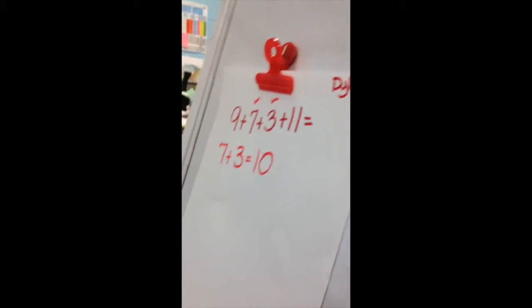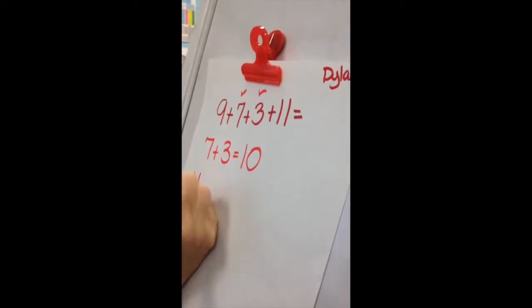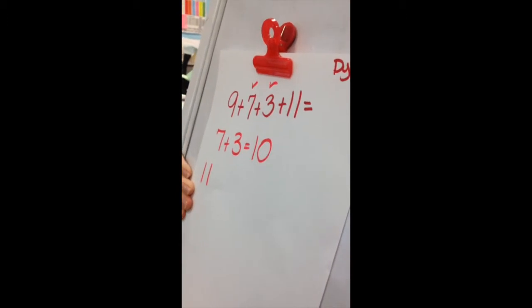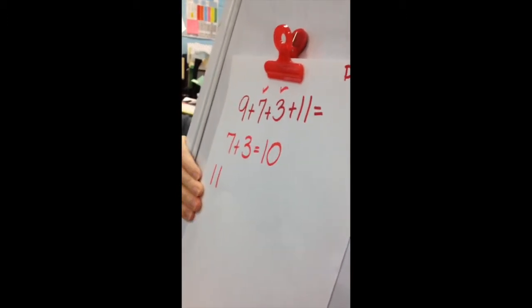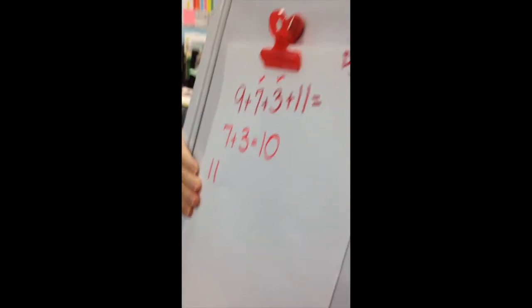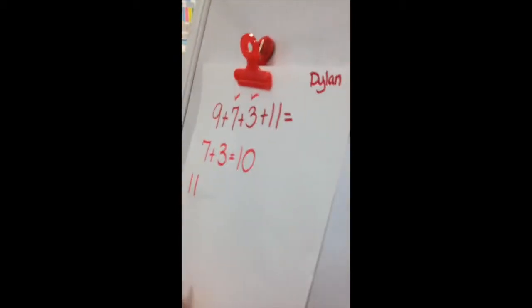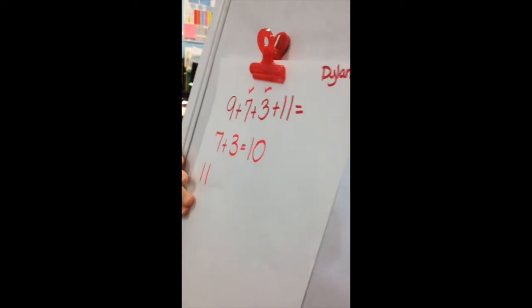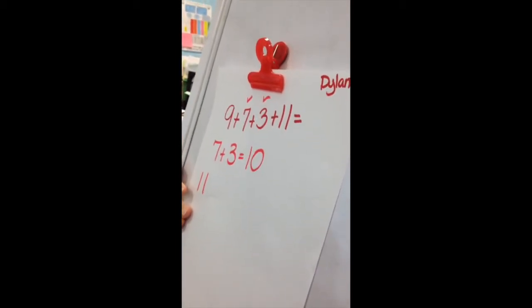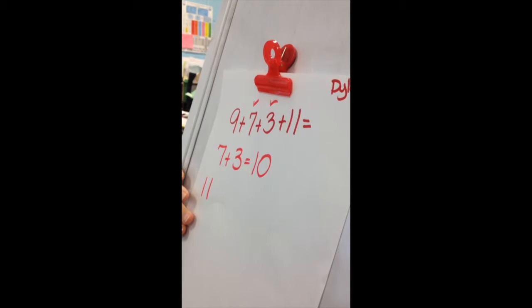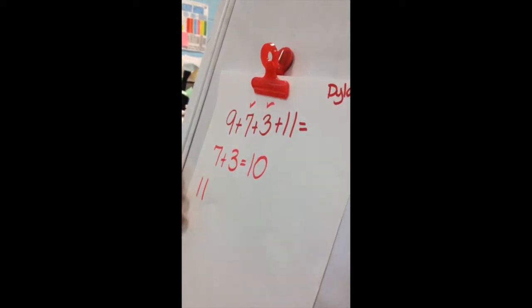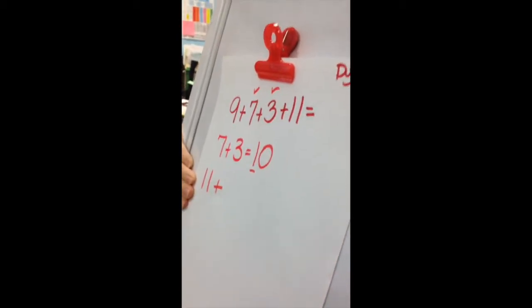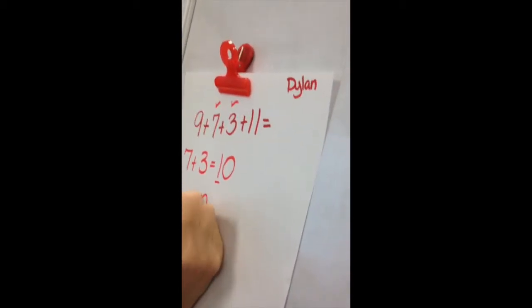I took the 11, and then I thought it was 10 for a second, and then I added the 1. Wait, go back to what you wrote. What did you write? You said 11 plus 7 plus 3. So you took the 11 and added it to the what? 10. To the 10. Now go on with what you were saying.